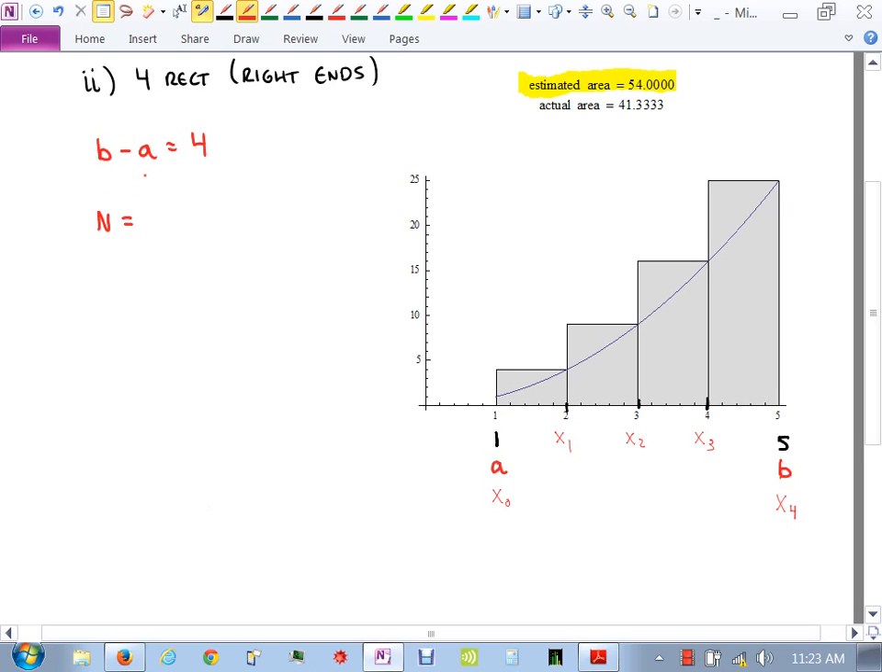Let's find n, the number of rectangles. What's the number of rectangles I want here? 4. Let's find delta x. What's delta x in here? It's b minus a over n. So 4 over 4 is 1. Still follow? Okay. What would a tilde be? What's our approximation? Each rectangle, right? A1, the area of rectangle 1 plus the area of rectangle 2 plus the area of rectangle 3 plus area of rectangle 4.